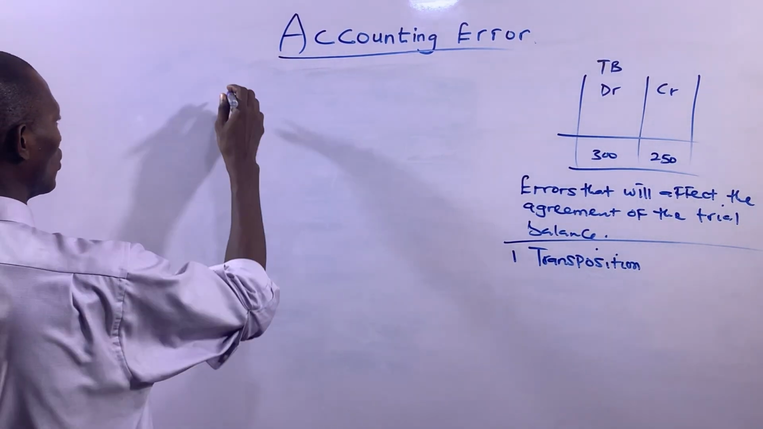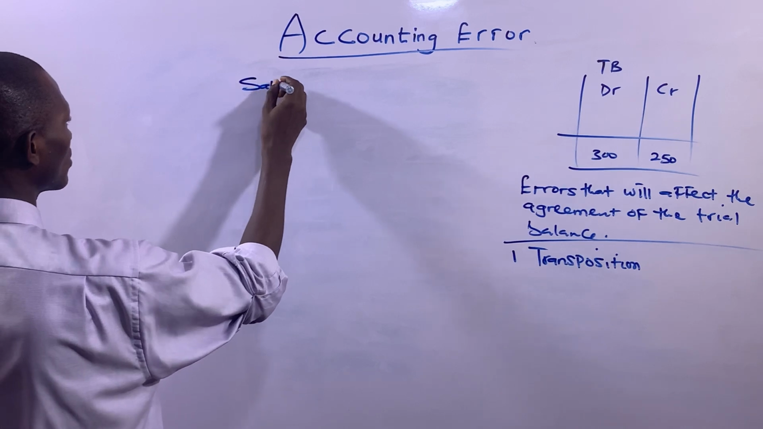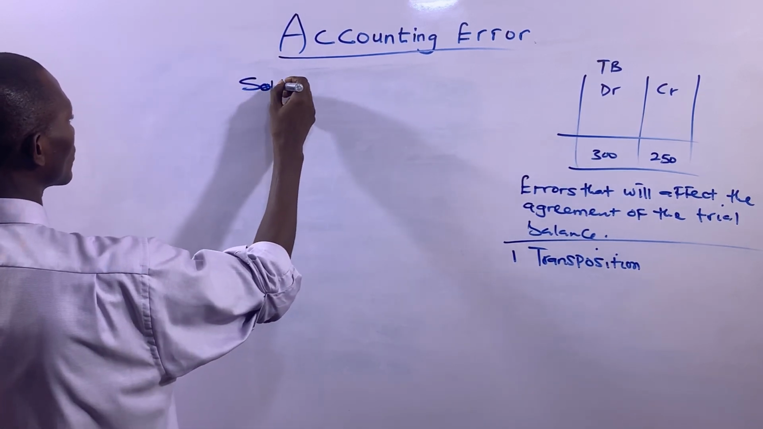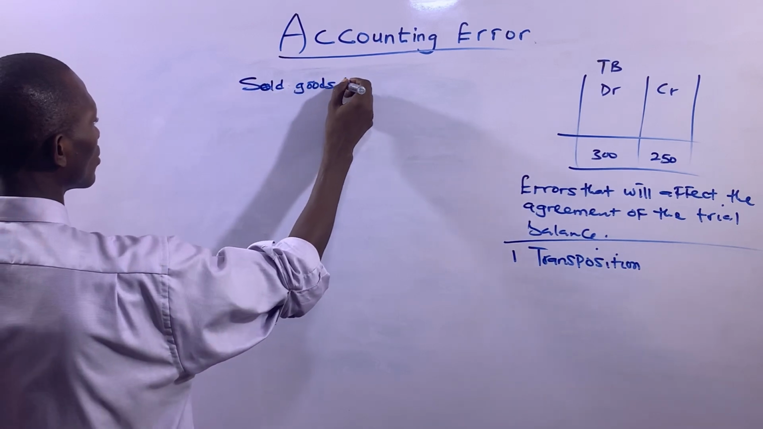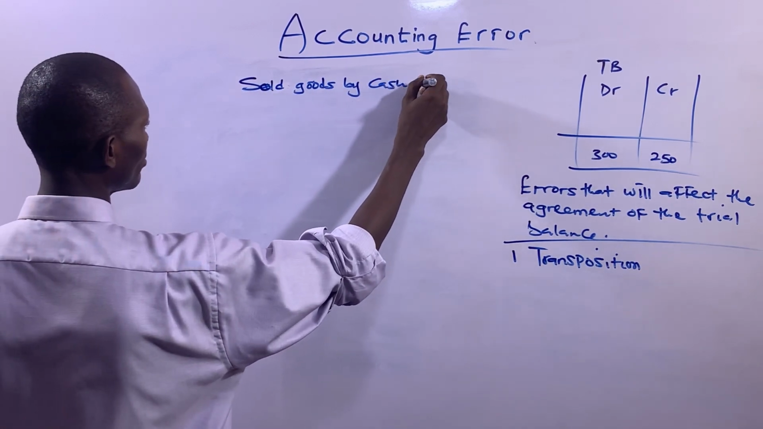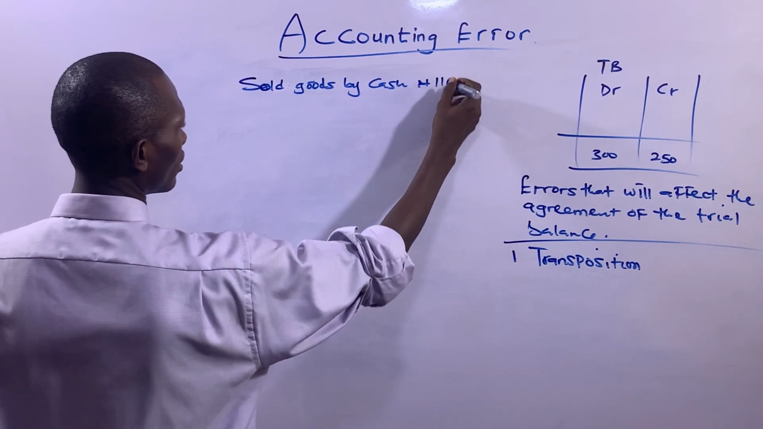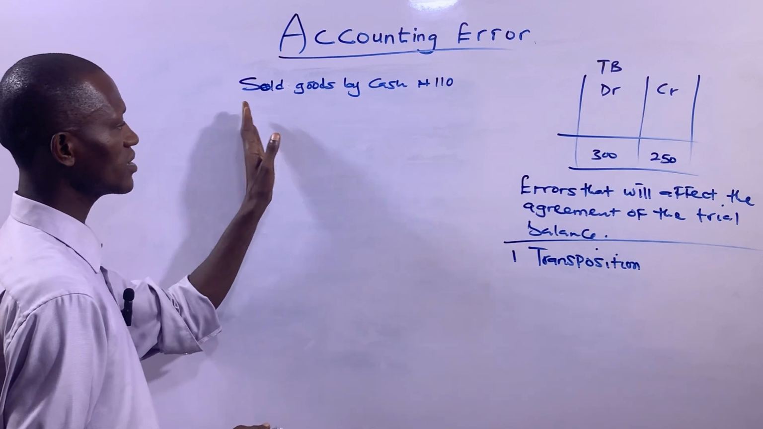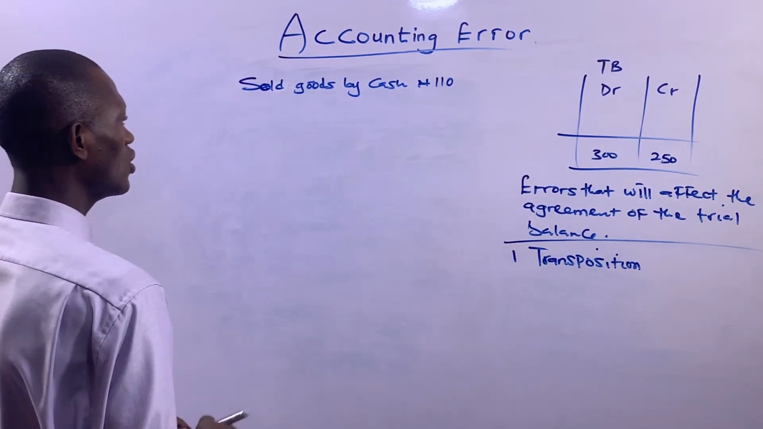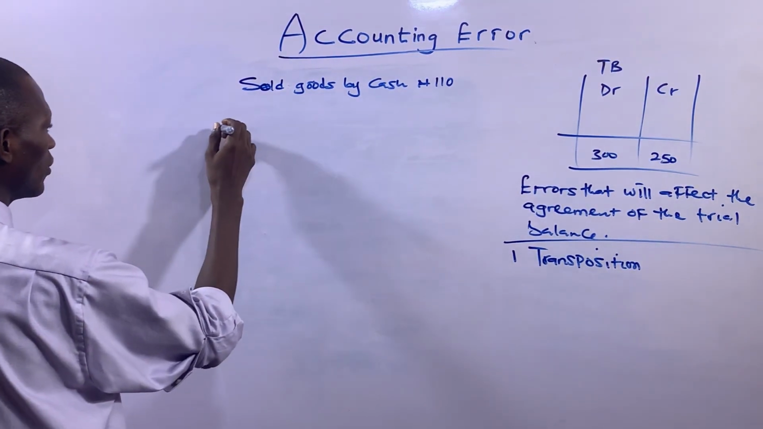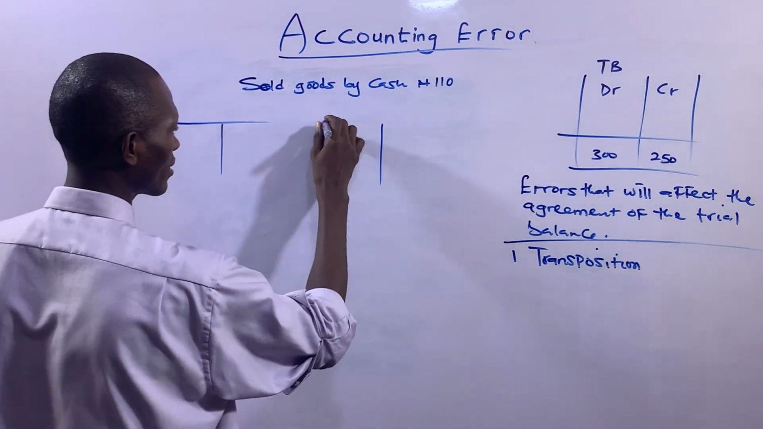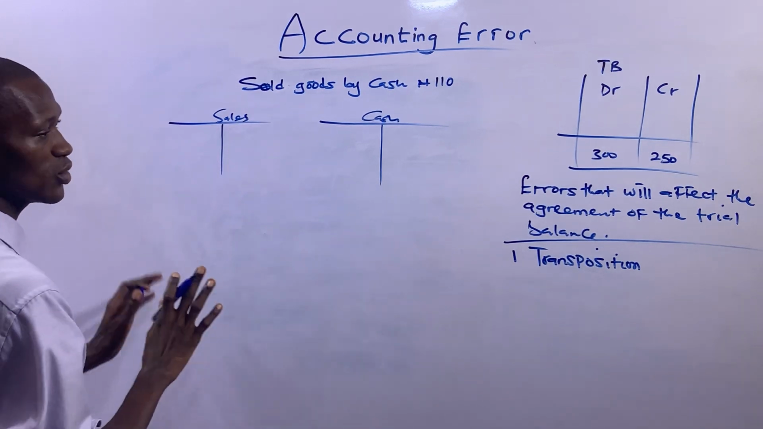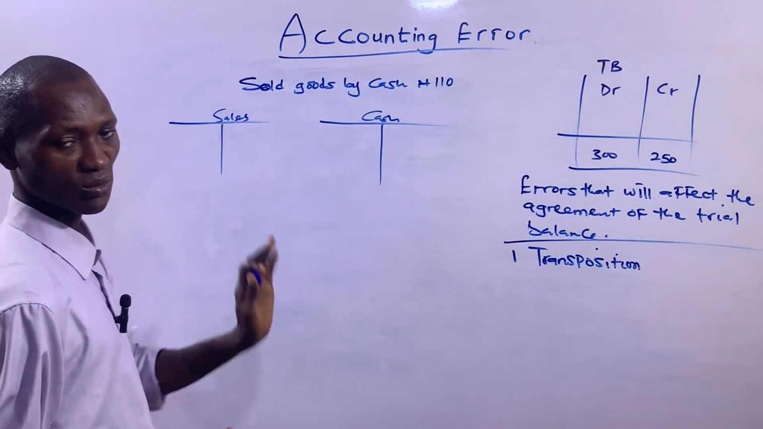Let's say, for example, we sold goods by cash for 110 naira. Look at this. The two accounts involved here are the sales and cash accounts. So in this case, you have open sales accounts as well as cash accounts. This is the cash account. This is the sales account. The sales account will be credited and the cash account will be debited.